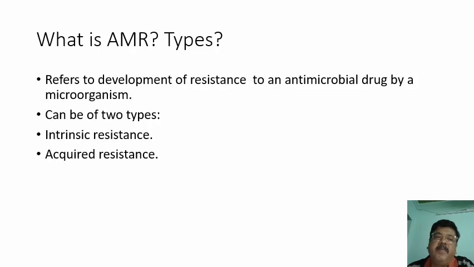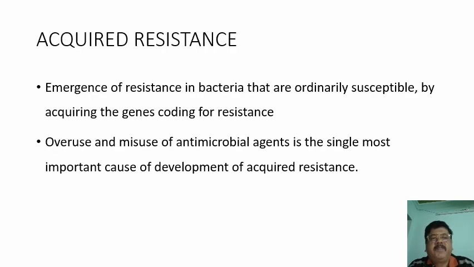What is antimicrobial resistance? So what are the types? Antimicrobial resistance is the development of resistance to antimicrobial drugs by microorganisms. It can be of two types: intrinsic resistance and acquired resistance. Acquired resistance is the emergence of resistance in bacteria that are ordinarily susceptible, by acquiring the genes coding for the resistance.